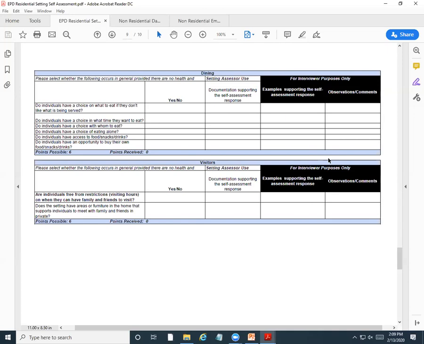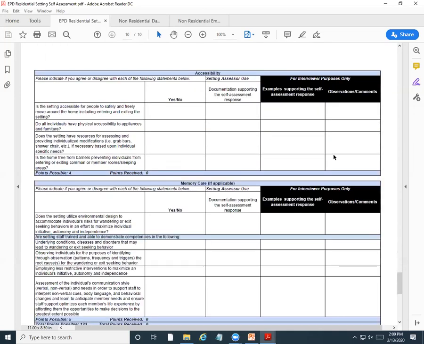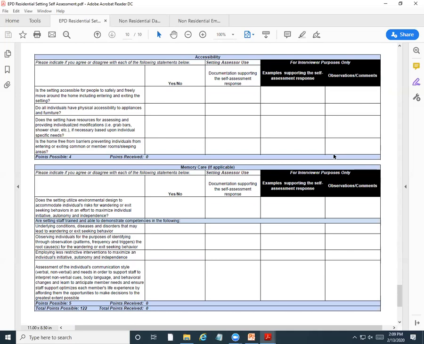I'm going to be mindful of time. We have a lot of good questions. So we're moving on to accessibility. I would like to note that this is not ADA accessibility. This is accessibility to the people that live in the home.